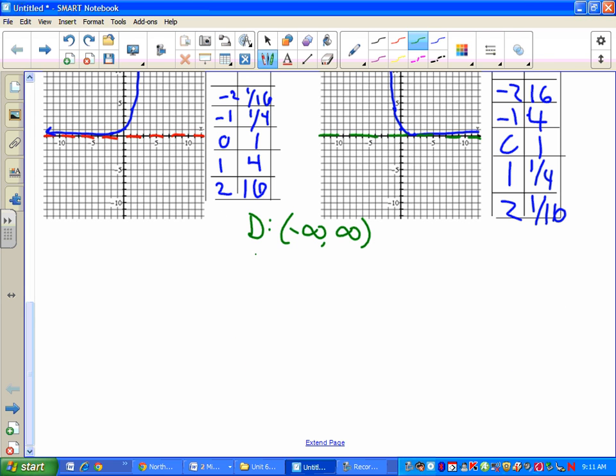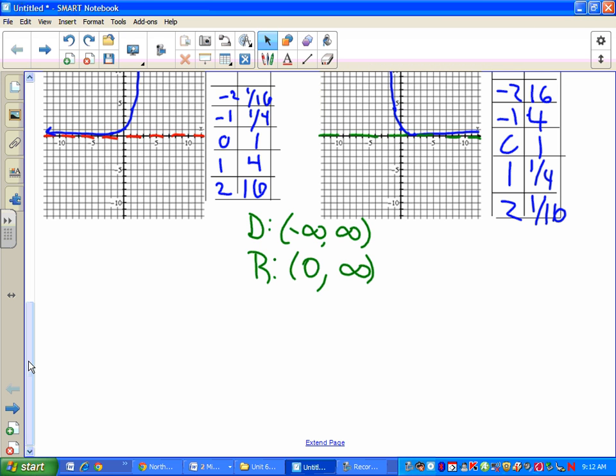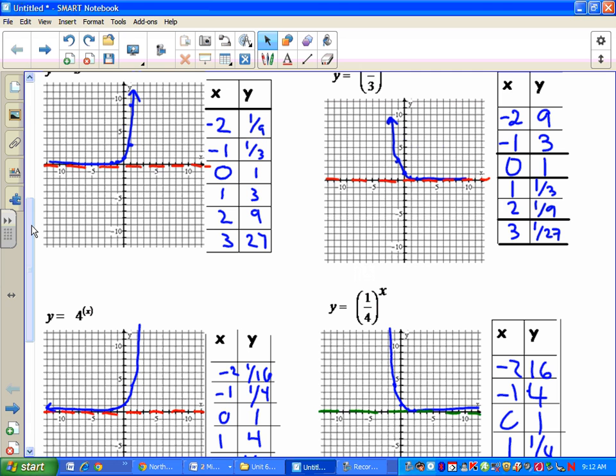What about the range for all of them? 0. Did I need a parenthesis or a bracket right here in front of the 0? Parenthesis because it's not touching. Not touching. Okay, excellent. Pretty easy, right? Let's see how to make some transformations on these.